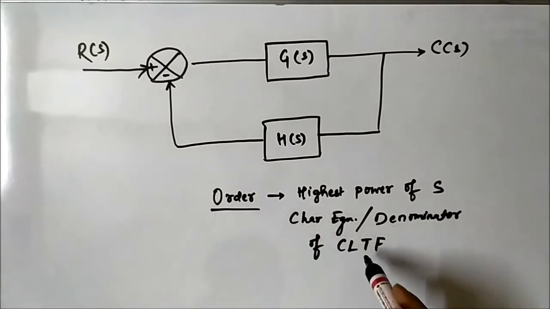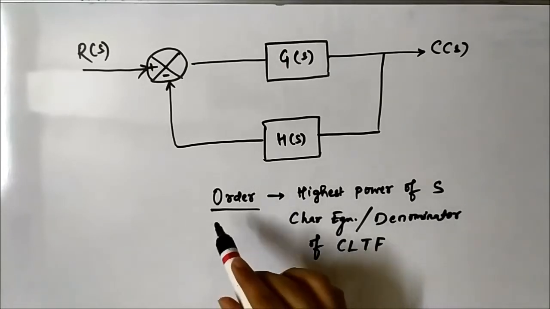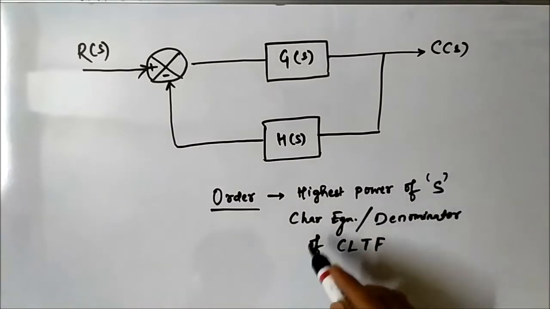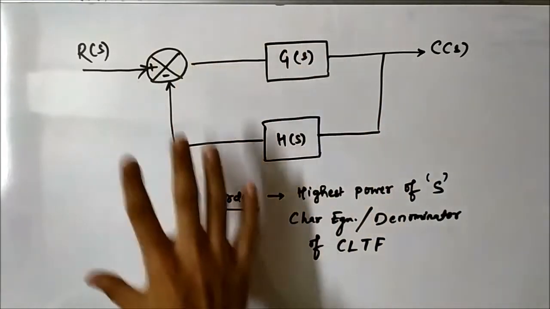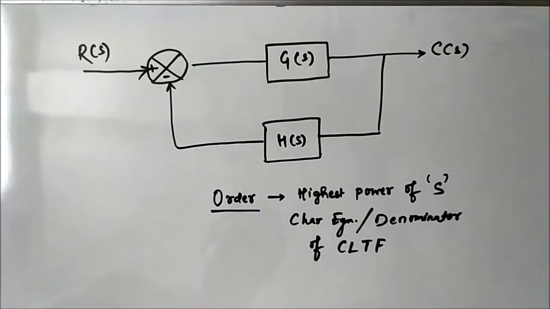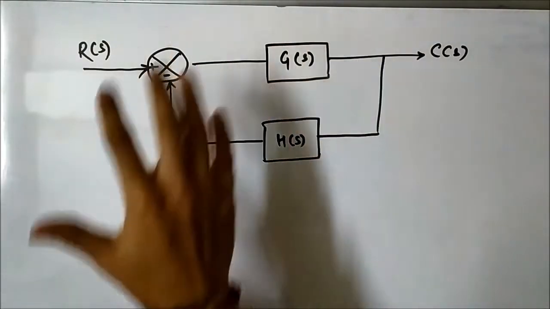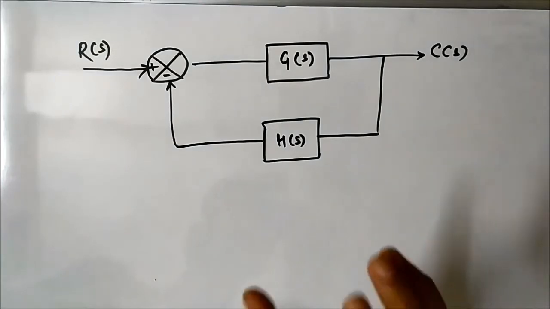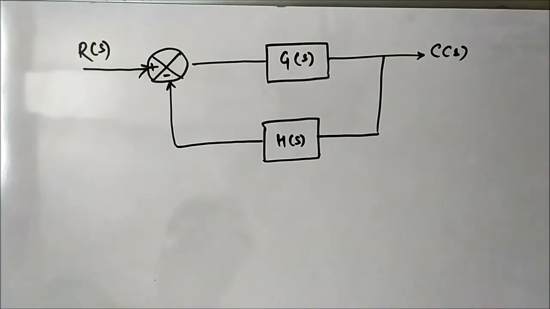So the order is determined from the closed loop transfer function, the denominator, and the type from the open loop transfer function. The number of poles at origin is the type. And order is the highest power of S in the characteristic equation or the denominator of the closed loop transfer function. So now we will see how we can design a first order system from this. We will make some changes in this layout and put certain values in place of G(S) and H(S) to design a first order system.